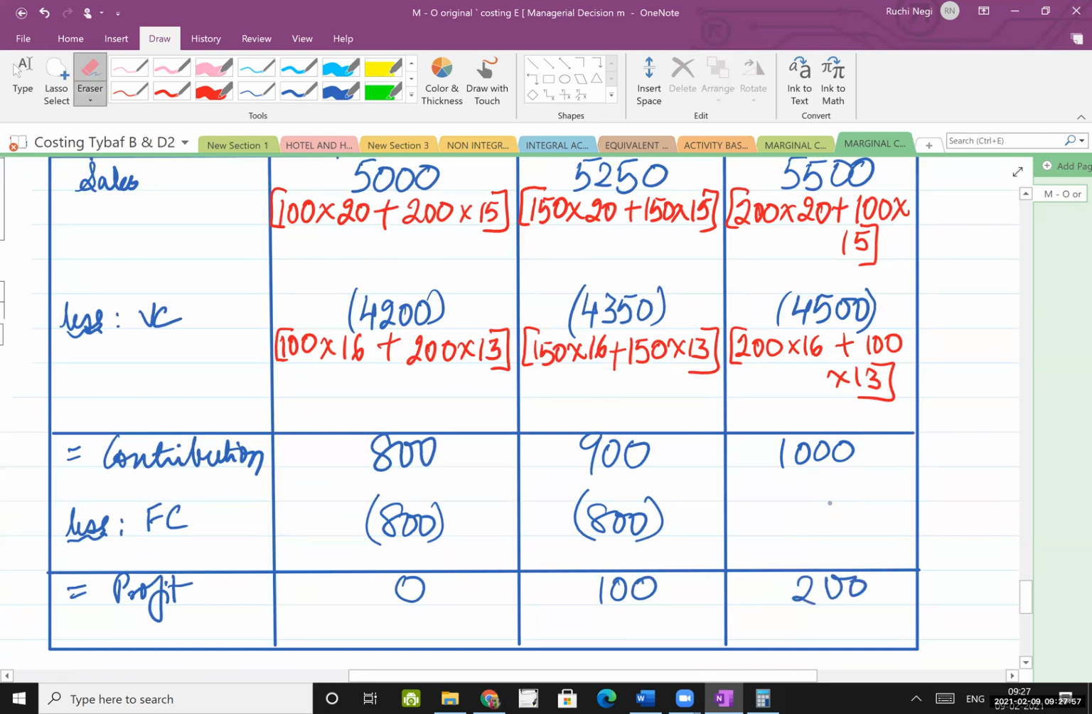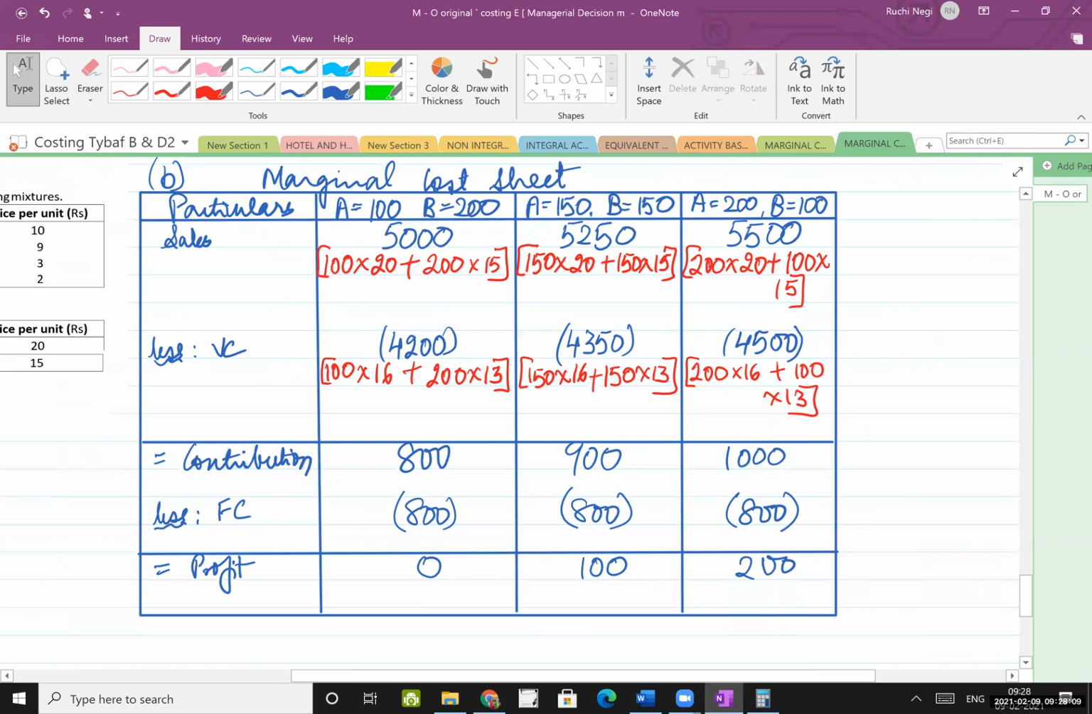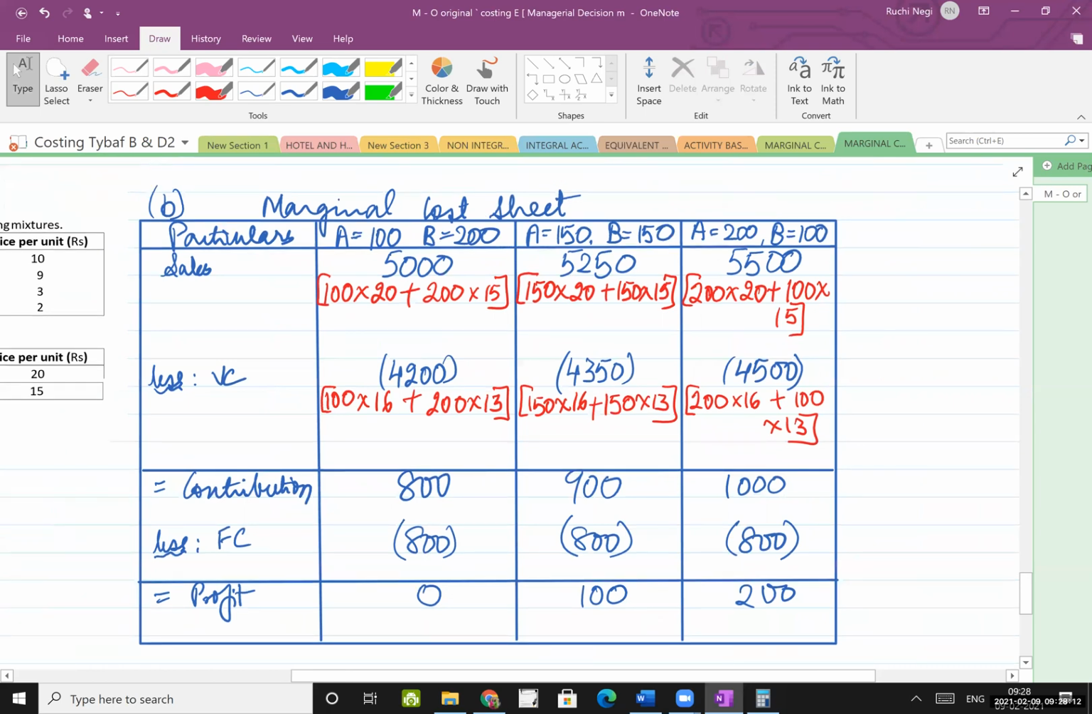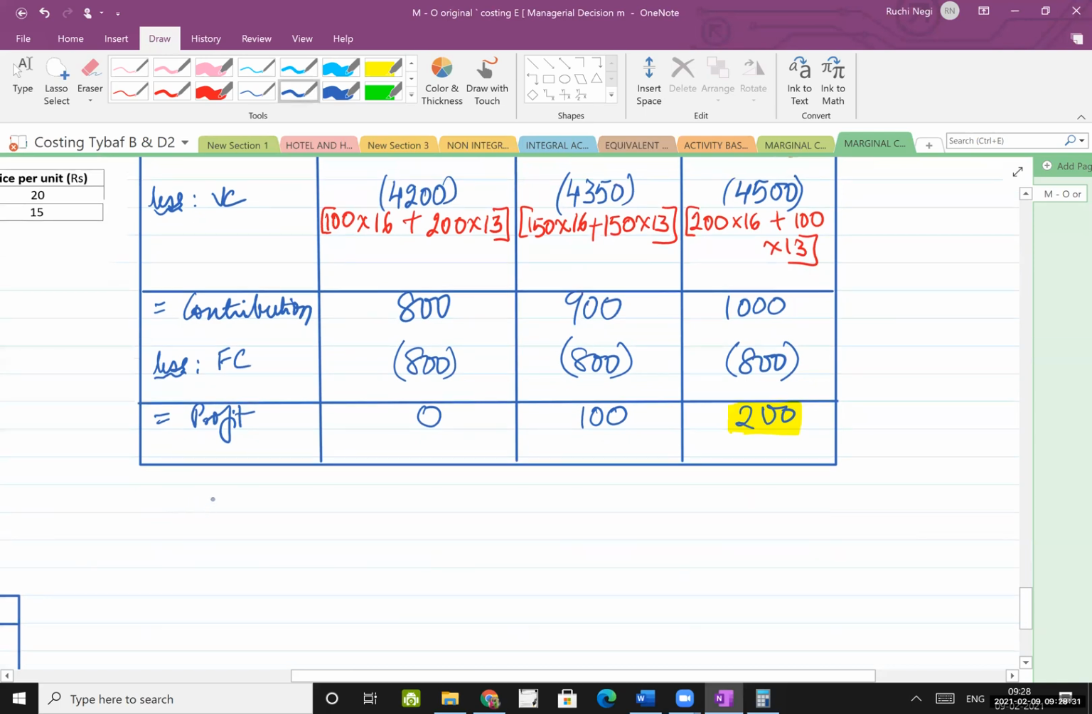Okay, so now tell me which is the best option out of the three options. Which is the best option that the company should go with? Acknowledge this in the chat box. Which is the best option that the company should go with? Okay, प्रॉफिट किसका ज़्यादा है? ये वाला ऑप्शन का है. Exactly correct. Okay, so write here in the comment.